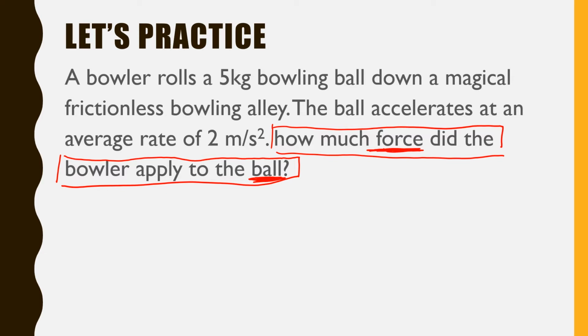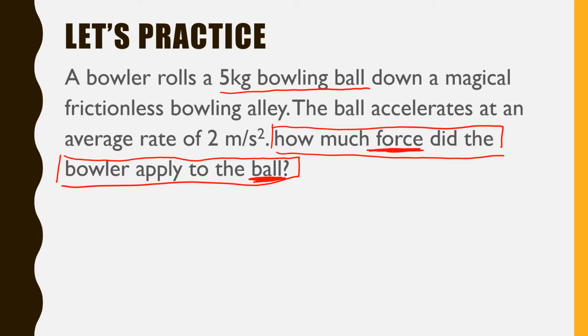A bowler rolls a 5 kilogram bowling ball. Because, you know, it could have been that the bowler was 5 kilograms, so we need to make sure we look for ball. Down a magical, frictionless bowling alley. That's actually kind of important here, because now we don't have to account for friction, which is why that formula is F net, net force, because there's always more than one force acting on an object. So here we only have whatever the bowler is throwing it.